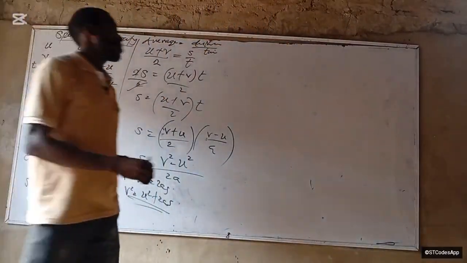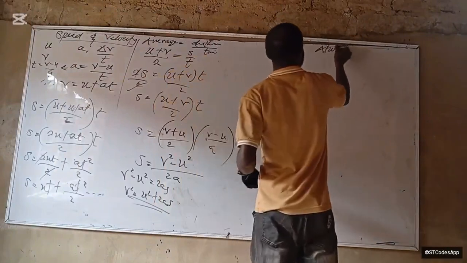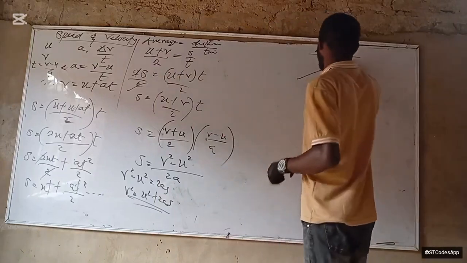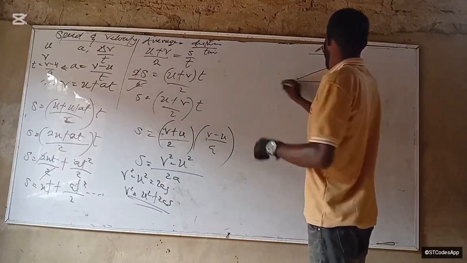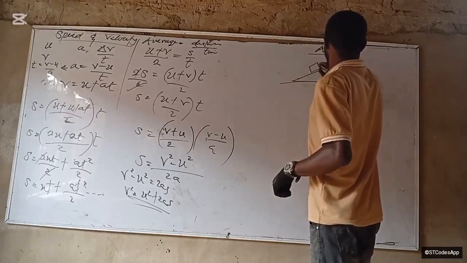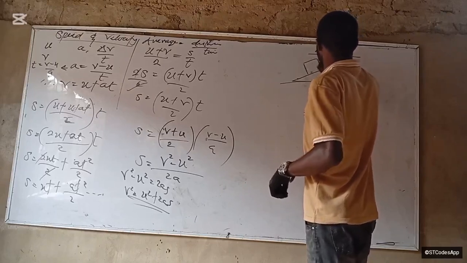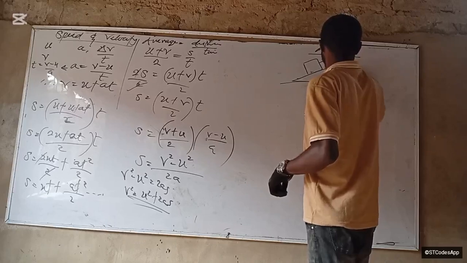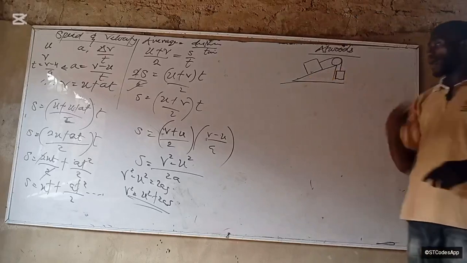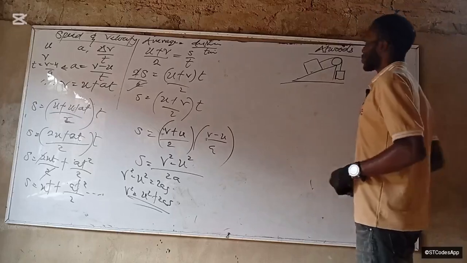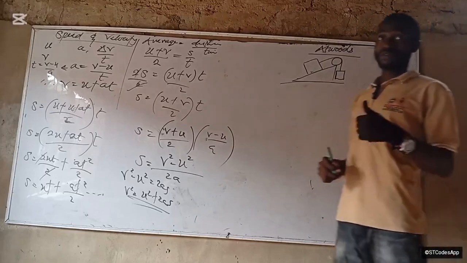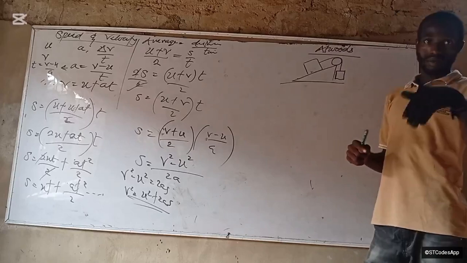Are you with me? Let's do a very simple one, a very simple Atwood. Atwood is a system of two masses held together by a pulley. Is that okay? So, this is a common Atwood. But I've released a video on the full Atwood, so maybe I'll link it in the description.